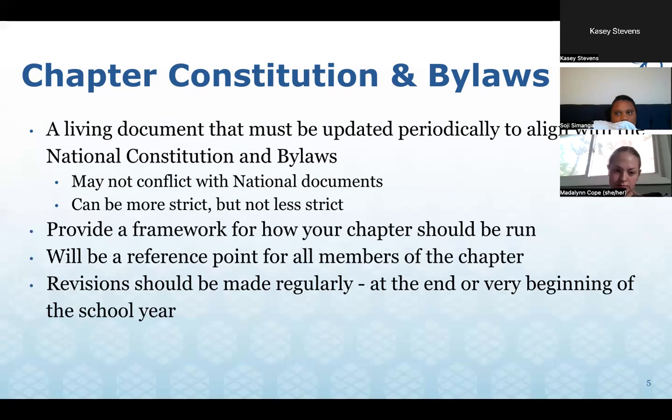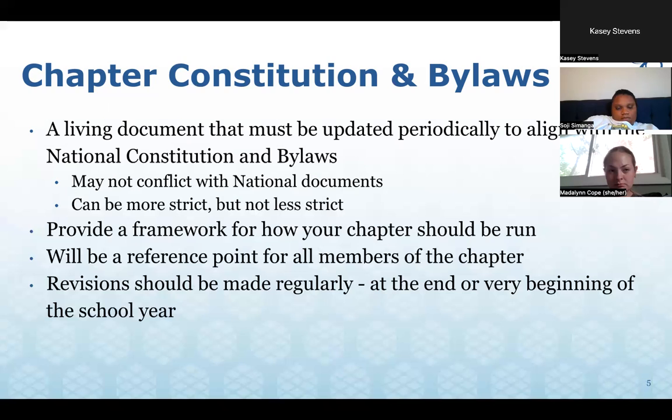A great example would be we just passed an amendment at convention that said potential new members need to log 10 hours of community service in their new member period. You can't say it's going to be 5 hours in your chapter constitution. You could say it's 15 if you wanted to. Same with individual service hours. As a member, your chapter might say we want all of our members to complete 25 hours of service, but nationally it's 10 hours. That's perfectly fine. Chapter can't say that it's going to be 5. So hopefully that makes sense.